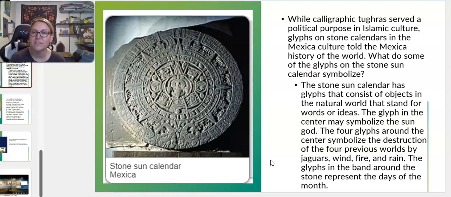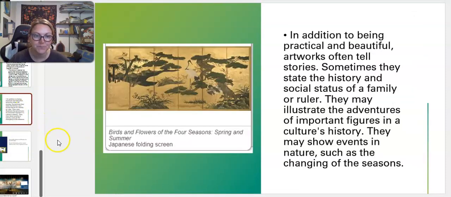What do some of the glyphs on the stone calendar symbolize? Take a look deeper in there. The stone sun calendar has glyphs that consist of objects in the natural world that stand for words or ideas. The glyph in the center may symbolize the sun god. The 4 glyphs around the center symbolize the destruction of the 4 previous worlds by jaguars, wind, fire, and rain. The glyphs in the band around the stone represent the days of the month.